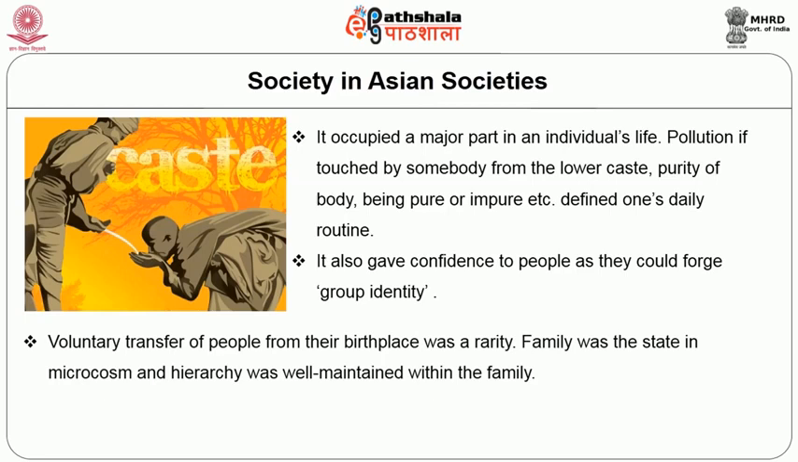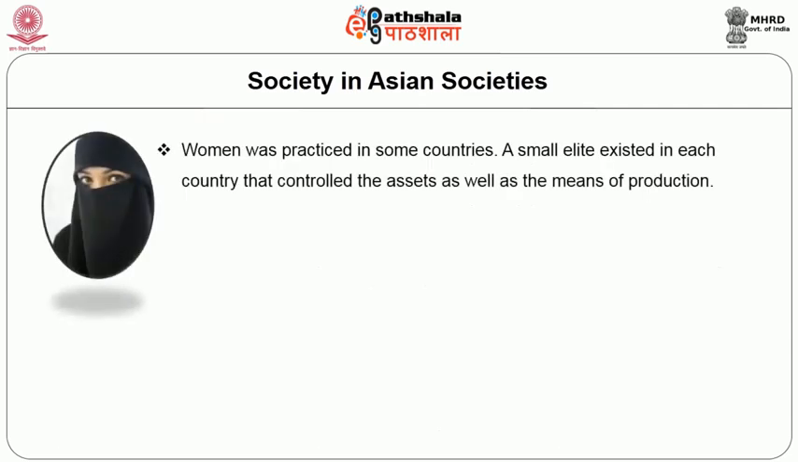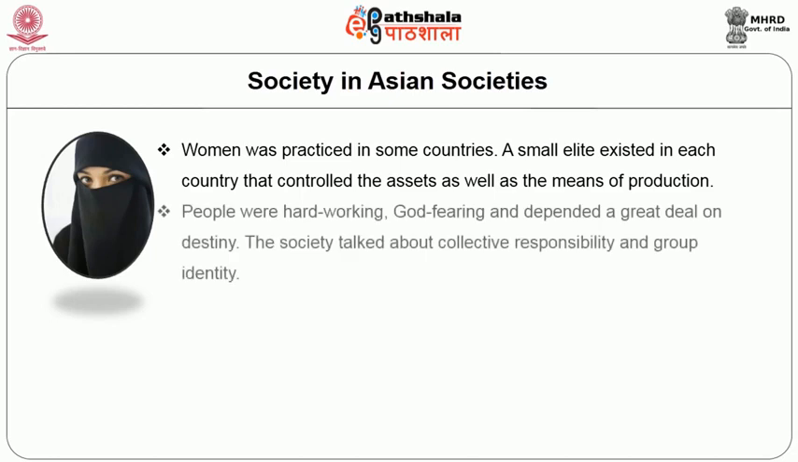Family was the state in microcosm and hierarchy was well maintained within the family. In some regions of Southeast Asia, daughters were considered an asset and were valued. In the rest of Asian society, the patriarchal family was the order of the day. Parda, or veiling of women, was practiced in some countries. A small elite existed in each country that controlled the assets as well as the means of production. People were hardworking, God-fearing, and depended a great deal on destiny. The society talked about collective responsibility and group identity.